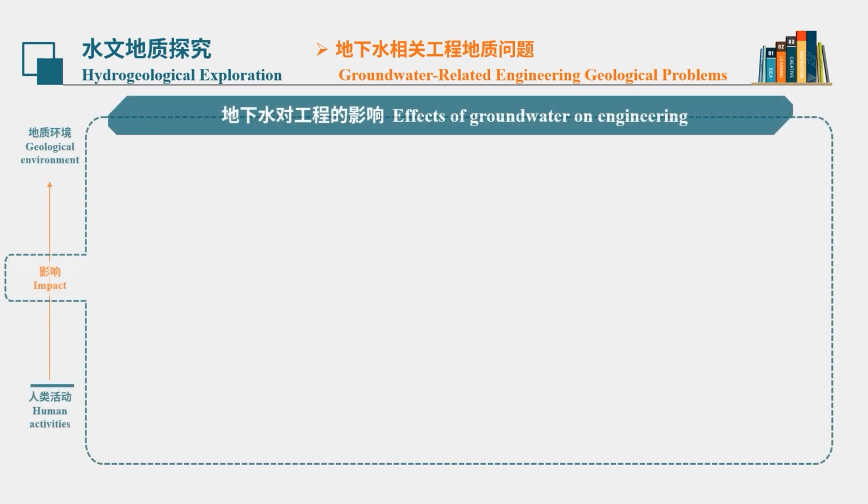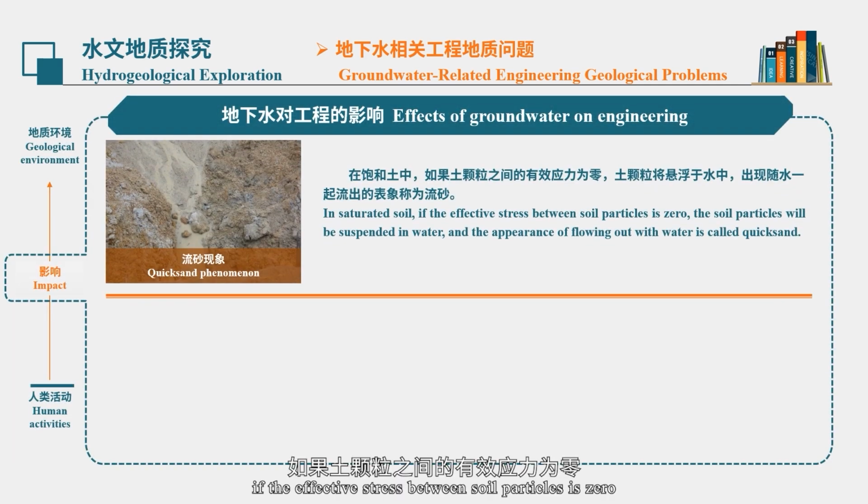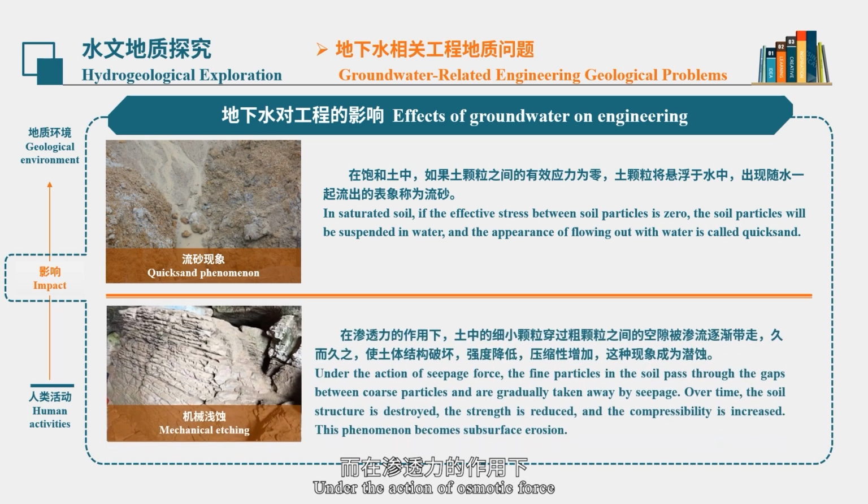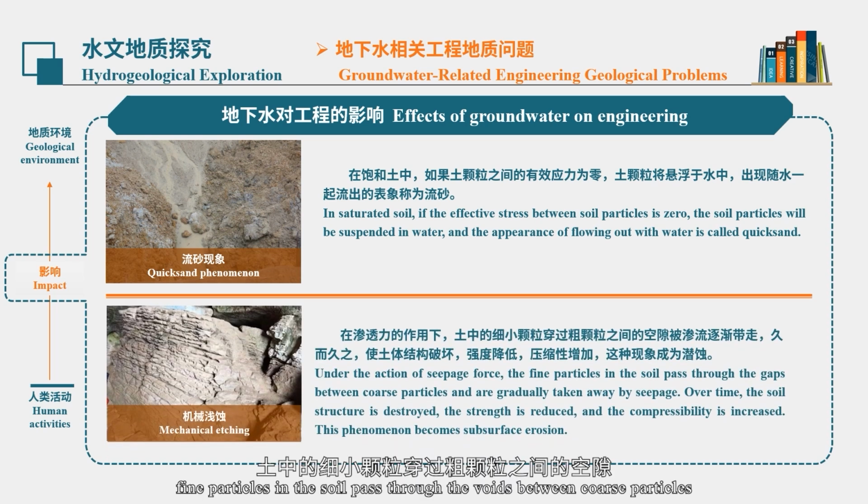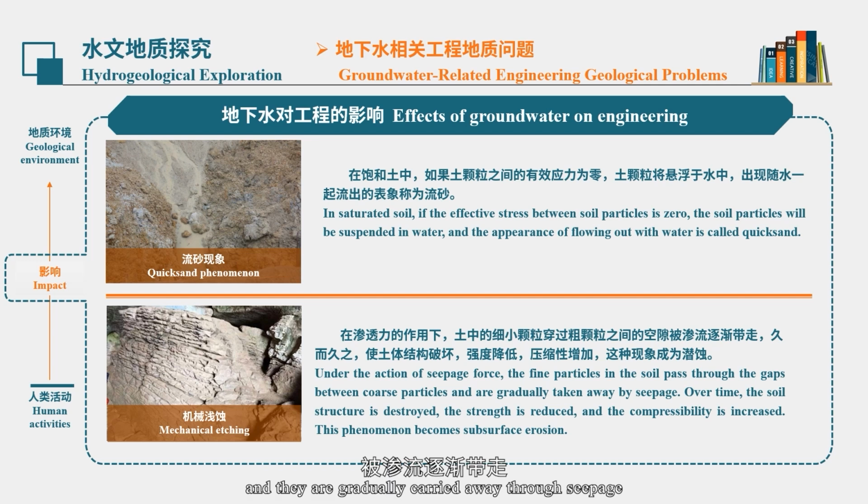In addition to this, in saturated soil, if the effective stress between soil particles is zero, soil particles will be suspended in water and flow out with water, which is called quicksand. Under the action of osmotic force, fine particles in the soil pass through the voids between coarse particles, and they are gradually carried away through seepage. As time passes, soil structure is destroyed, with intensity decreased and compressibility improved, which is called subsurface erosion. Therefore, geological impact occurs on projects.